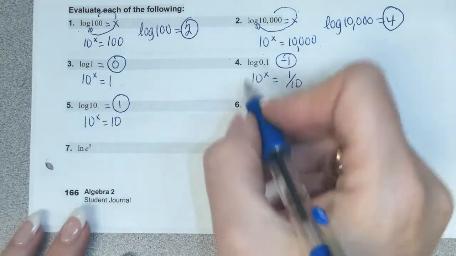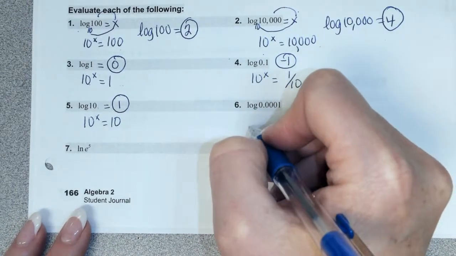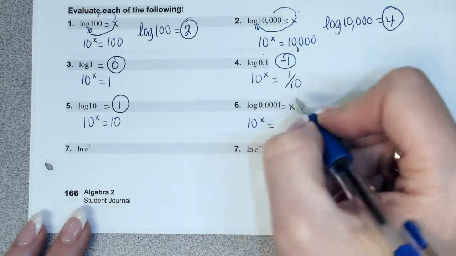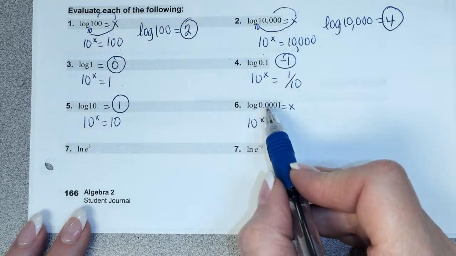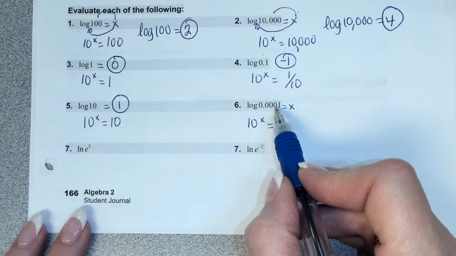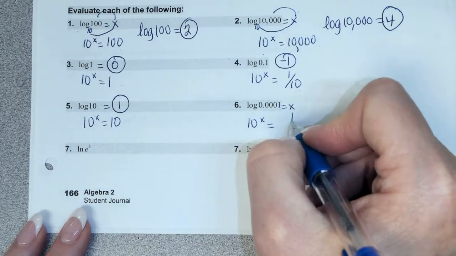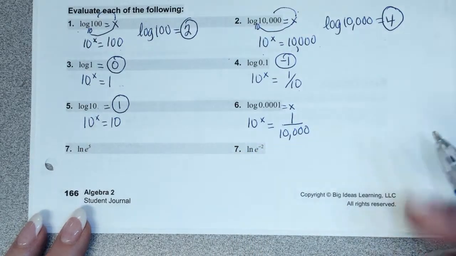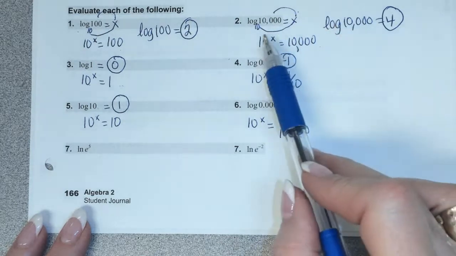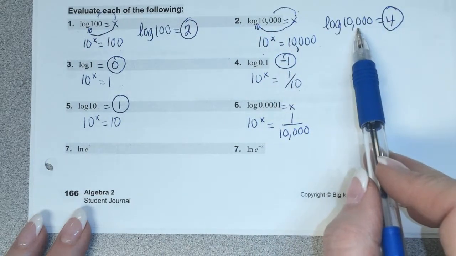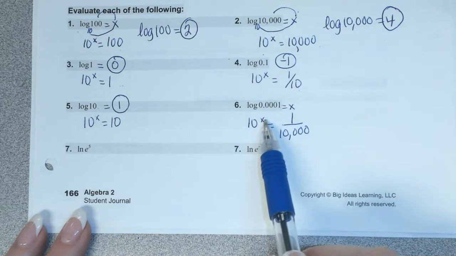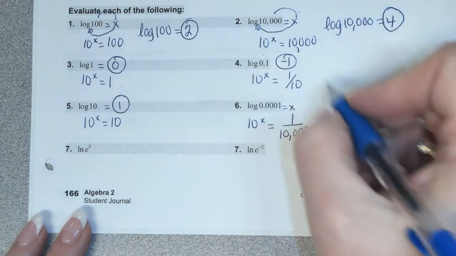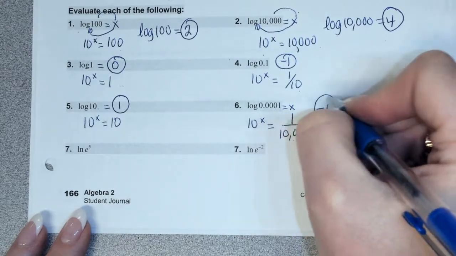All right, so on the next one, number 6, my base is 10. So 10 to the x equals, now I want to look at this. This would be tenths, hundredths, thousandths, ten-thousandths. So this is 1 over 10,000. All right, well look at what we did up here. We know 10 to the 4th is 10,000. So 10 to the what would be 1 over 10,000? Negative 4. So this answer would be negative 4.